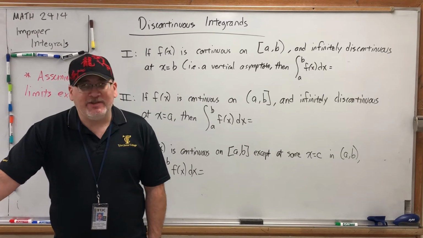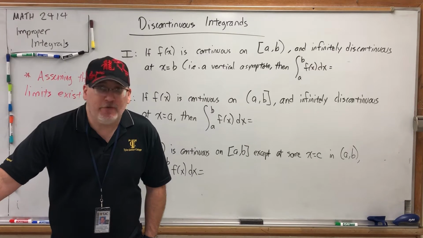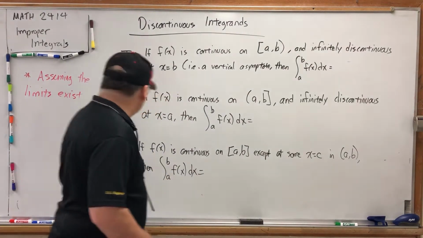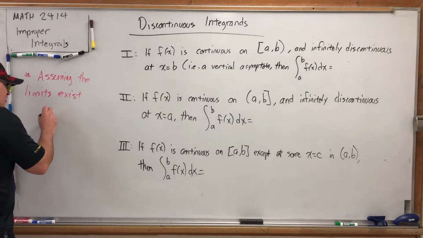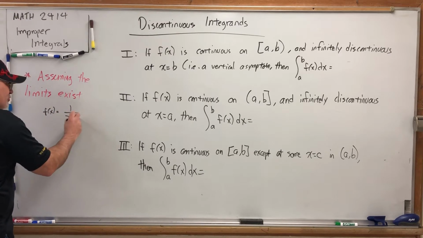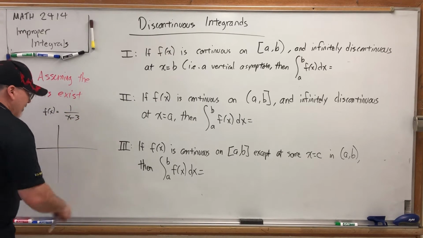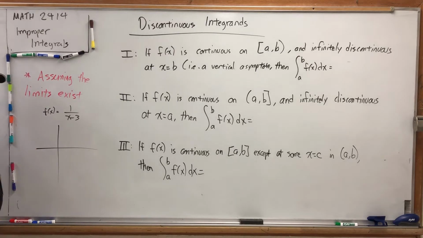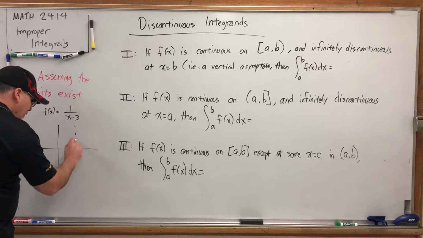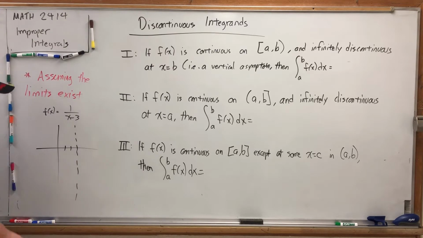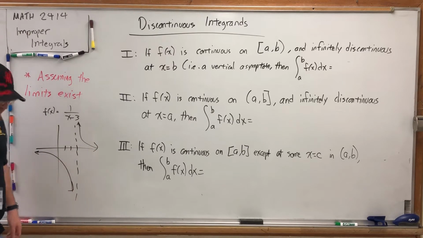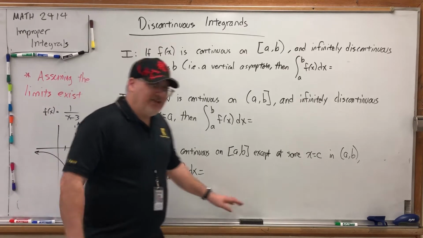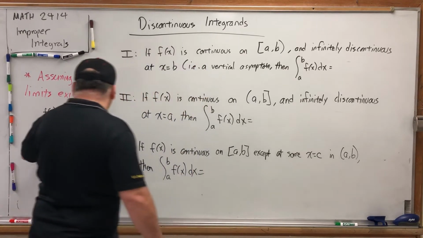What do I mean by infinitely discontinuous? I basically mean a vertical asymptote. For example, if we had something like f of x equals 1 over x minus 3, there's one number that makes this discontinuous, and it's the one that makes the denominator 0. And we would have a vertical asymptote. Without getting into all the song and dance, the graph looks something like this. But that's what I mean by an infinite discontinuity. There's an x value that creates a vertical asymptote, usually because it makes the denominator equal to 0. And not always, but usually.